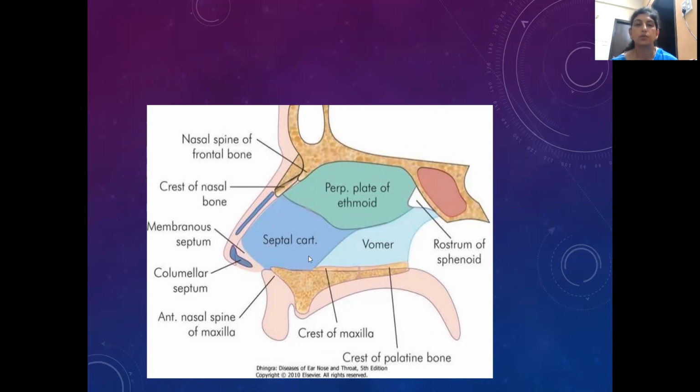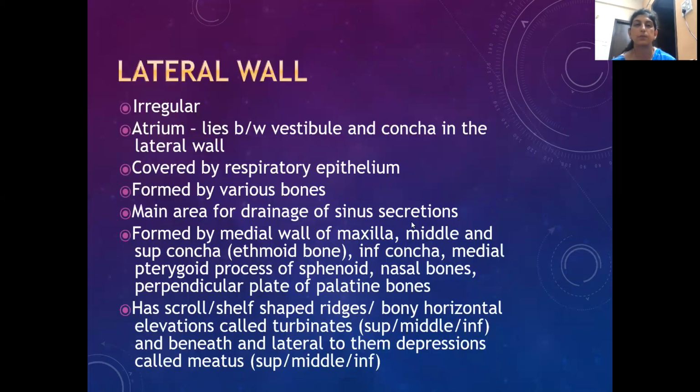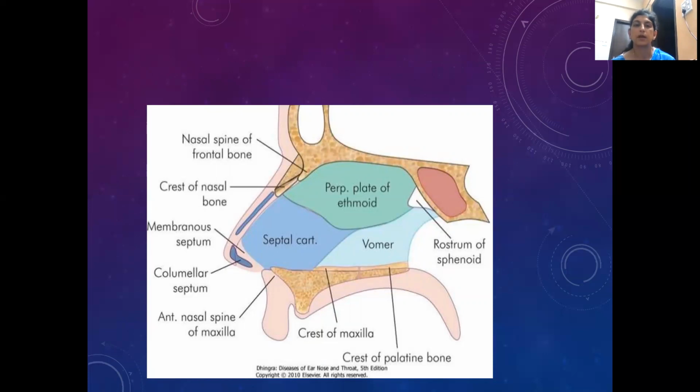And this is the septum proper, which is comprised of the cartilaginous part formed by the septal cartilage and the bony part, which is formed by the perpendicular plate of ethmoid, vomer, crest of the maxilla inferiorly, crest of palatine bone, and rostrum of sphenoid, nasal spine of frontal bone, and crest of nasal bone. Small contributions are from these, and also the anterior nasal spine of maxilla.